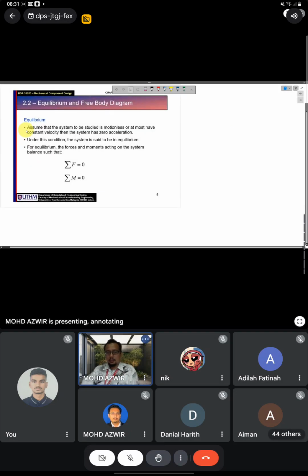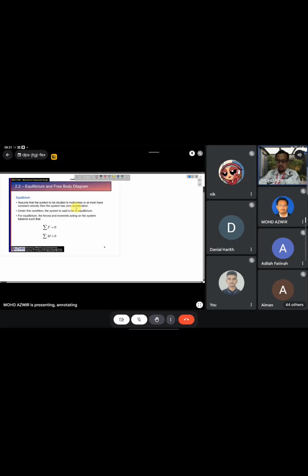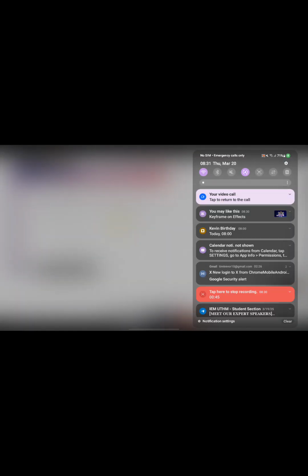Okay, and then equilibrium. Assume that the system to be studied is motionless or at most has constant velocity, then the system has zero acceleration. Under this condition, the system is said to be in equilibrium. For equilibrium, the forces and moments acting on the system balance. So when we calculate the force acting at any part, you need to use this equation in order to calculate the other forces.